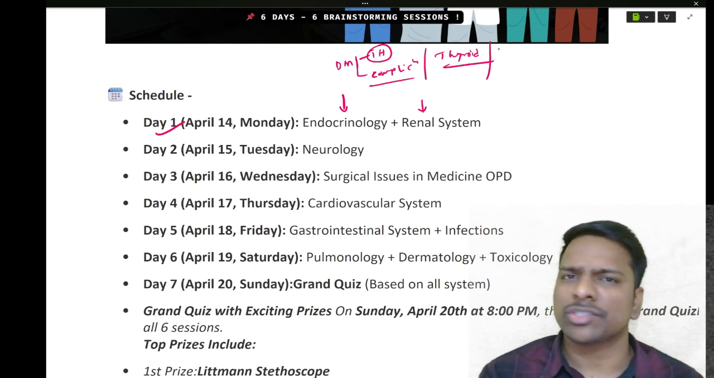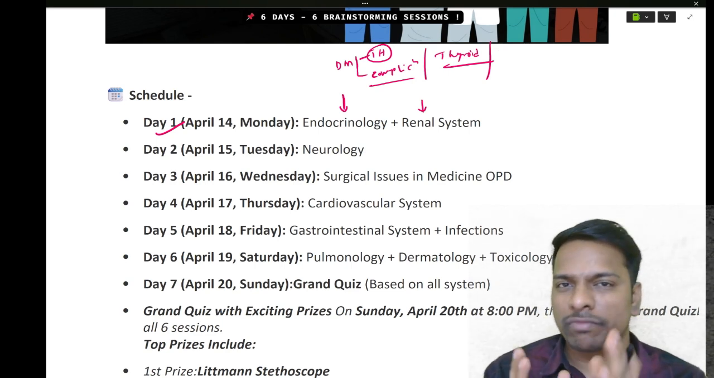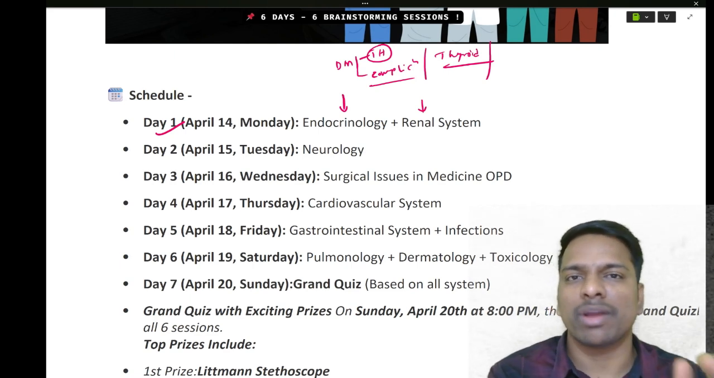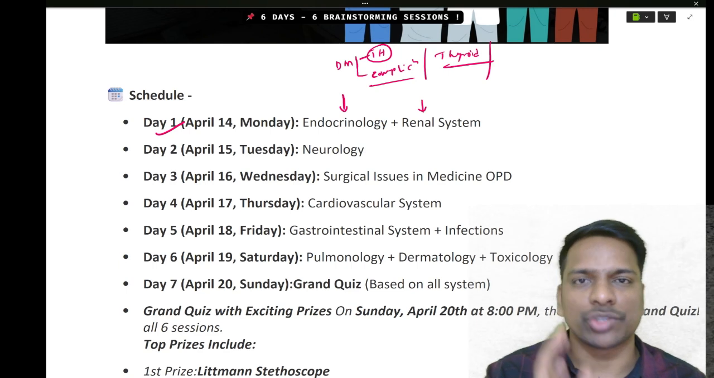All these OPD approaches we're going to discuss in a case-based format. For example, a 40-year-old female is there, and this patient has this complaint. So how should we approach? We'll discuss that thoroughly in a question-based as well as MCQ format.